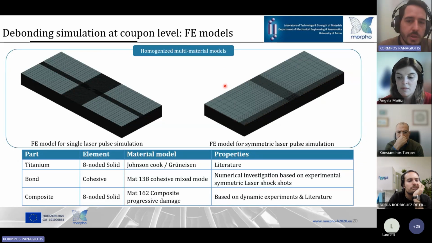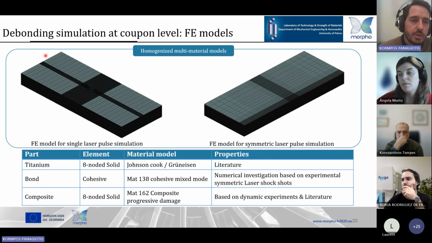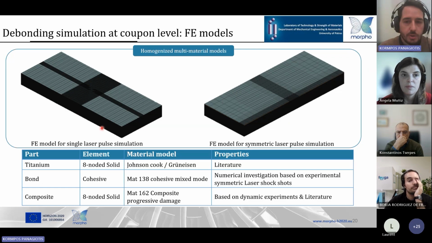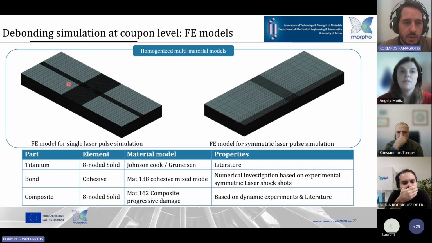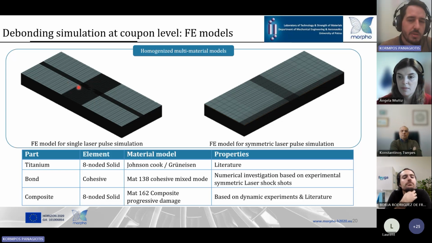So 2 homogenized models at coupon scale were developed in order to simulate the laser shock experimental procedure. One is used for the single pulses and one for the symmetric pulse experiments. Both models are replicas of the specimens and contain the 3D woven composite core using the homogenized model that was presented earlier. It is bonded to a titanium layer that is simulated by the Johnson-Cook material model in combination with the Grüneisen equation of state. The material properties have been obtained from literature, as it is a well-studied material for high-strain applications. The bond is simulated using the cohesive zone method.